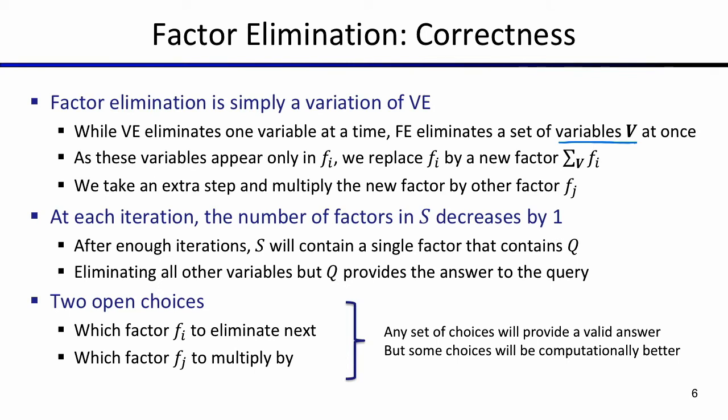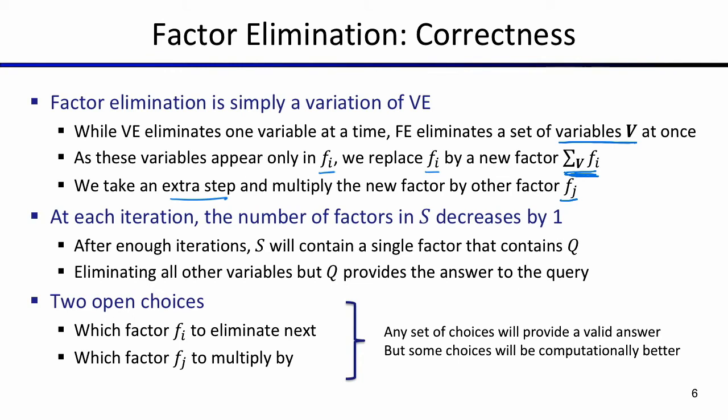So it's guaranteed that we can eliminate those variables because there are no other factors mentioning those variables. As these variables only appear in Fi, we can replace Fi by a new factor that's going to be the factor Fi after the elimination of all the variables V. And something that is slightly different from the variable elimination algorithm is the fact that we take one extra step. We take this resulting factor and we multiply it by another factor that we call Fj. So we do this extra step and we multiply the new factor, the one where we just eliminated the variables V, by another factor that we call Fj.